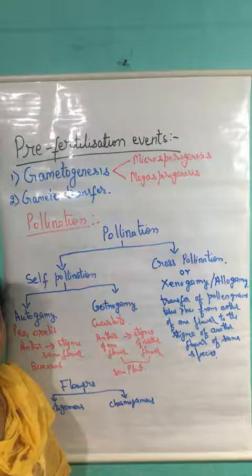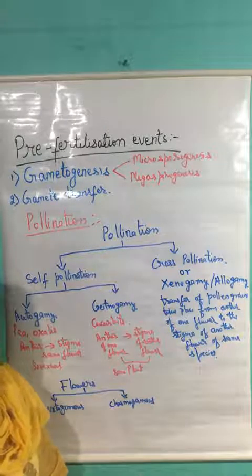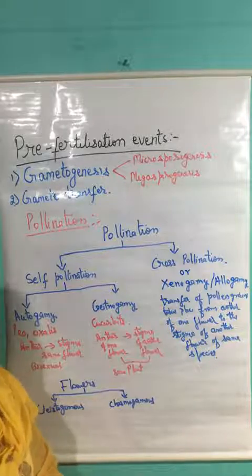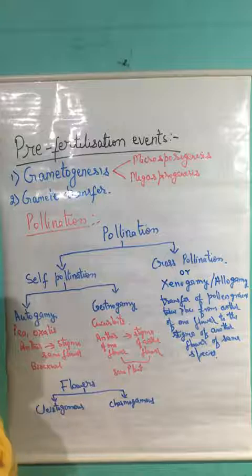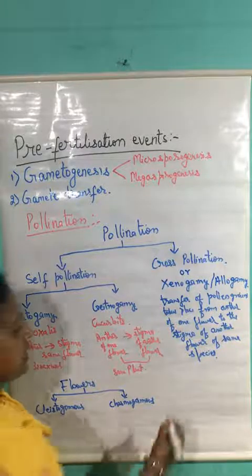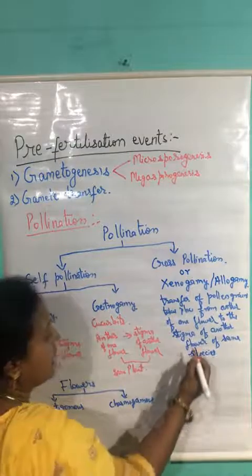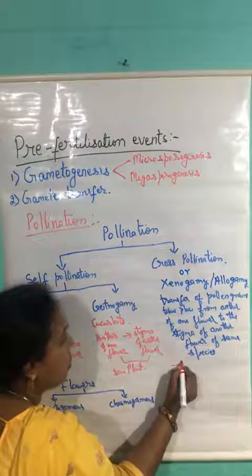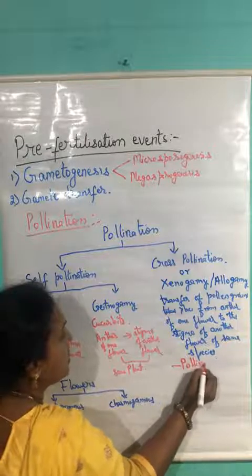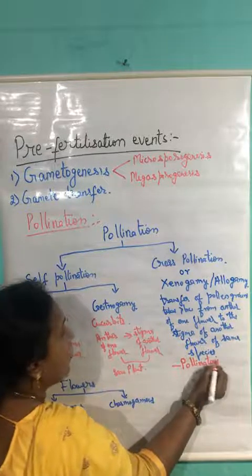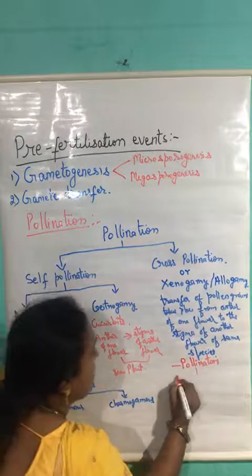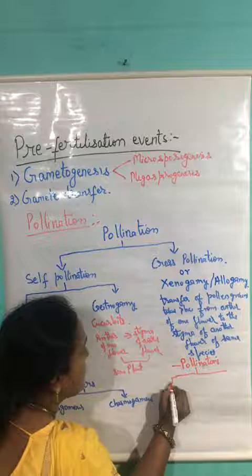So here, as the pollen grains have to be transferred from one flower of a plant to another flower of another plant, that's why they need the help of some pollinating agencies. They happen with the help of pollinating agencies, which are known as pollinators. These pollinators or pollinating agencies can be of two types.